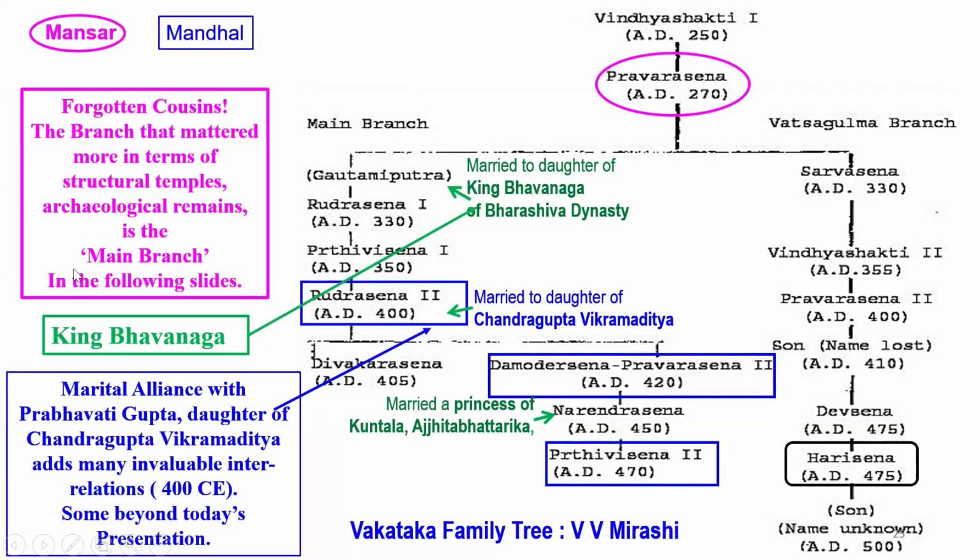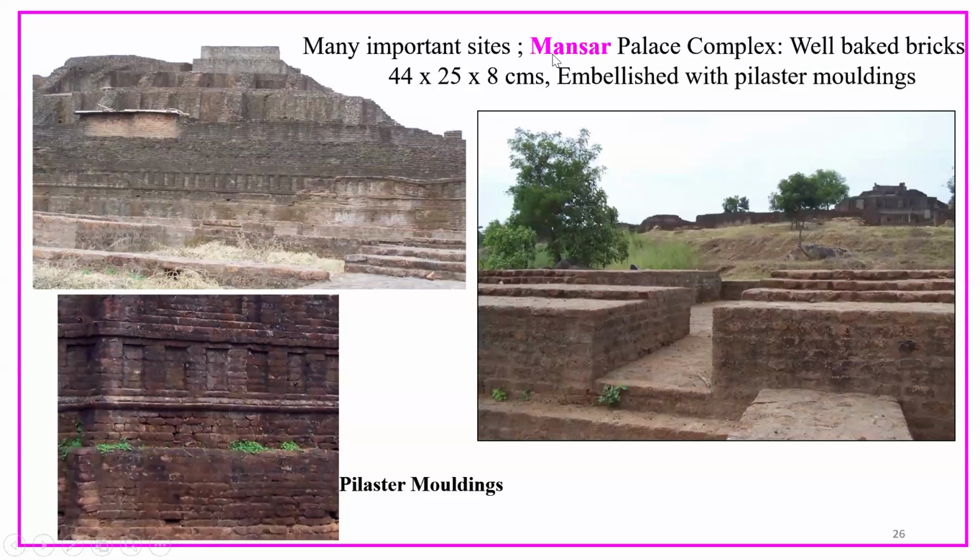And I have purposely given two color identities. Pravarasena, that means old, 3rd century. The remains of structural temples I have described with magenta, whereas the ones which are later, 5th century, same main branch, are in blue outline. Now this is again Mansar, that means this is the older 3rd generation, and you can see their huge structure. This is on the way to Ramtek.